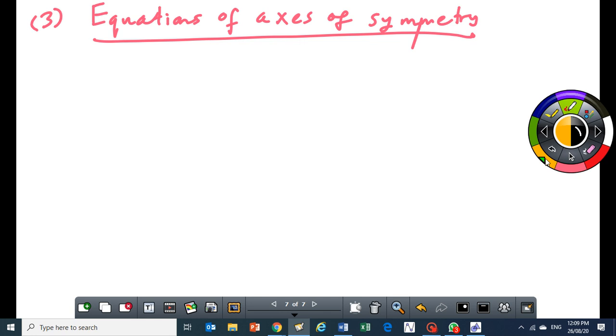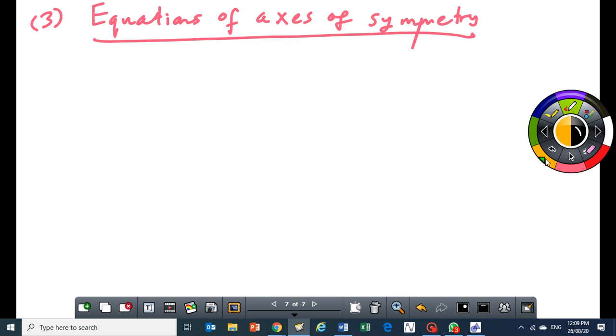Because the straight line is the foundation. It's like this room here. When it was built, there was a foundation which was laid. The straight line is the foundation of all the graphs that you are going to encounter. Okay? So, the equations of axes of symmetry, it's like this.